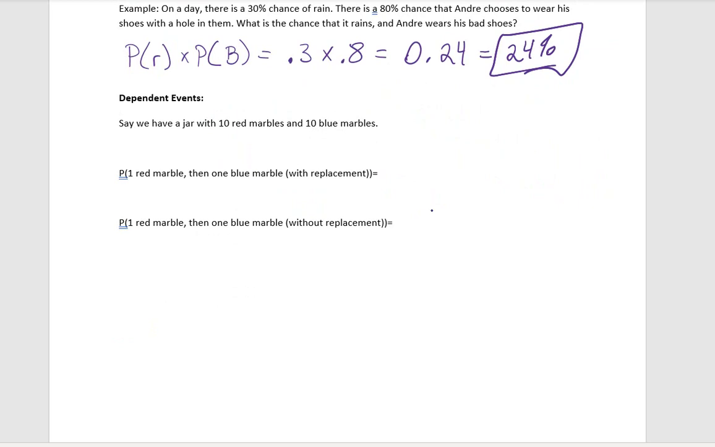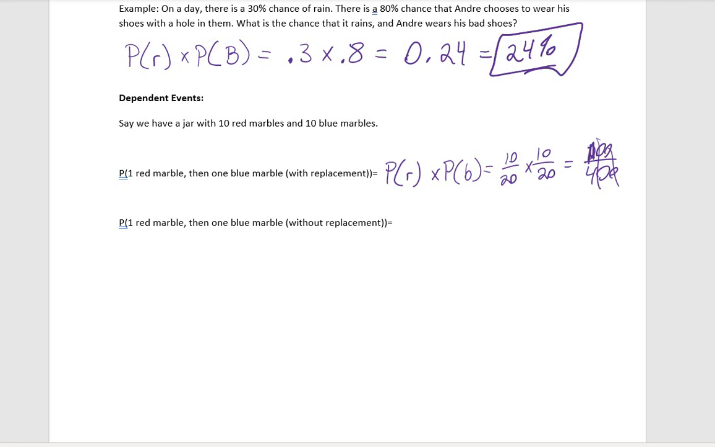Now we're also going to look at dependent events. So this is where one does depend on another. So let's say we have a jar with 10 red marbles and 10 blue marbles. What's the probability we pull out a red marble and then a blue marble when we put that red marble back? So the probability that we pull out a red one times the probability we pull out a blue one. Okay, what that would be is 10 out of 20 times 10 out of 20, which would then give us 100 out of 400, which would just be a fourth if you simplified it.